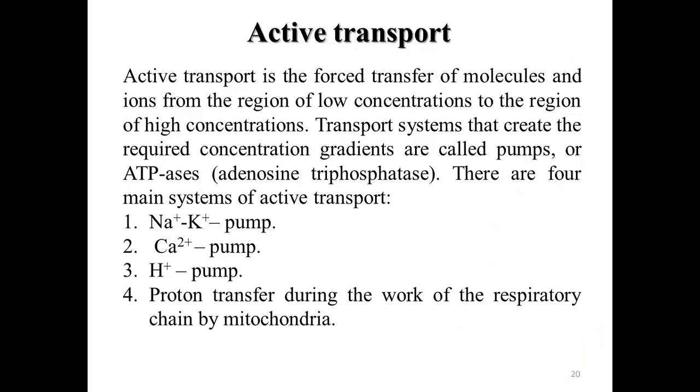Then, active transport is the forced transfer of molecules and ions from the region of low concentration to the region of high concentration. Transport systems that create the required concentration gradients are called pumps or ATPases, adenosine triphosphatases. There are main systems of active transport: the sodium-potassium pump, the calcium 2+ pump, the hydrogen pump, and proton transfer during the work of the respiratory chain by mitochondria.